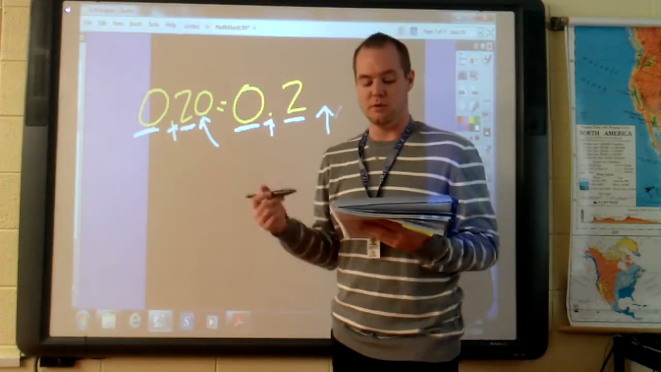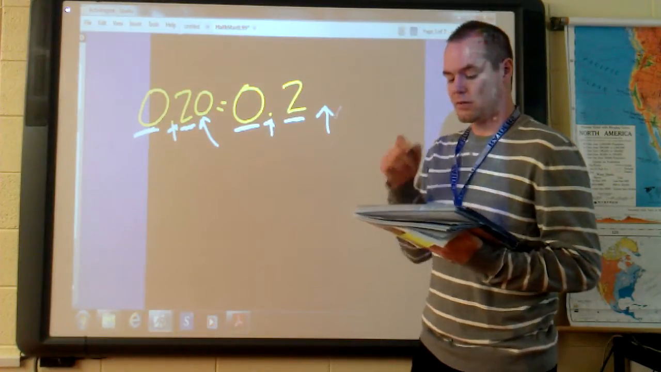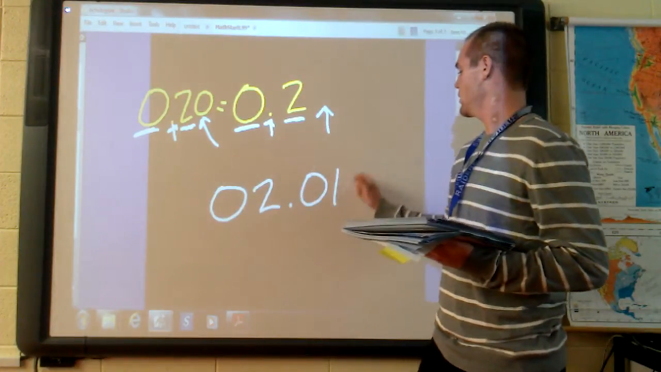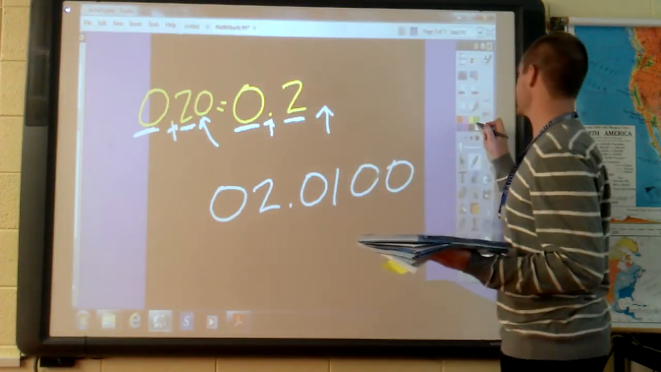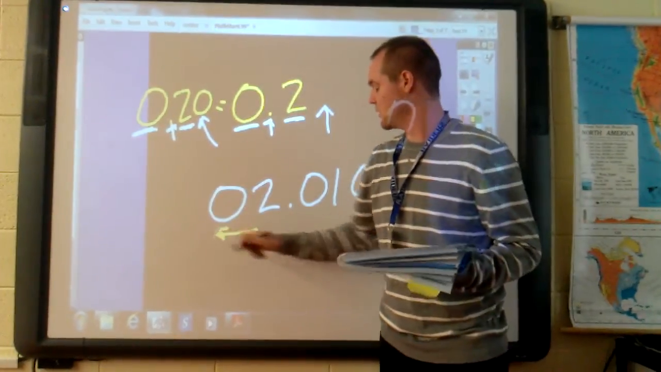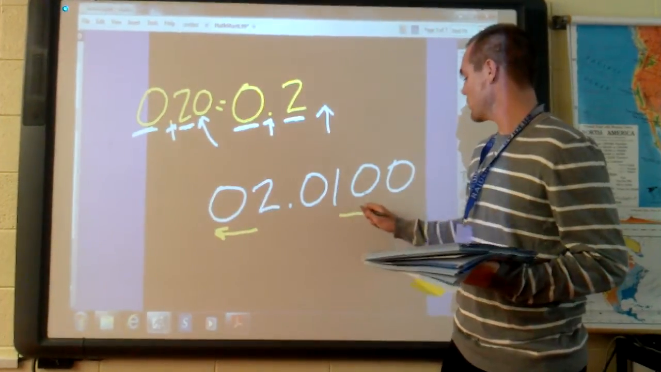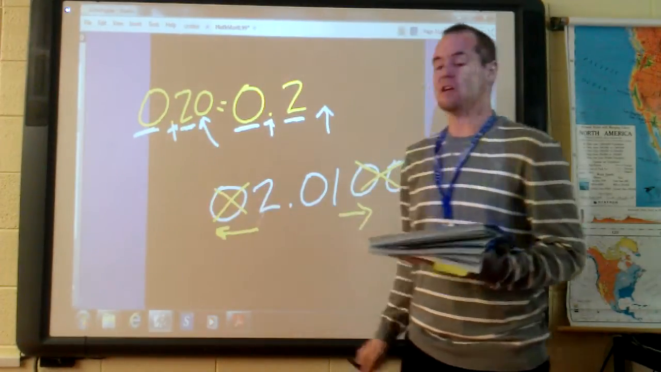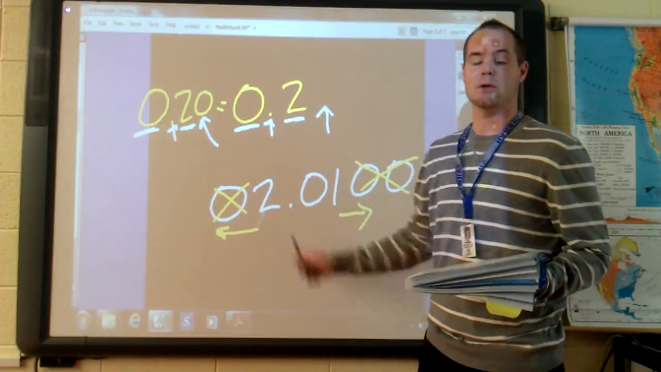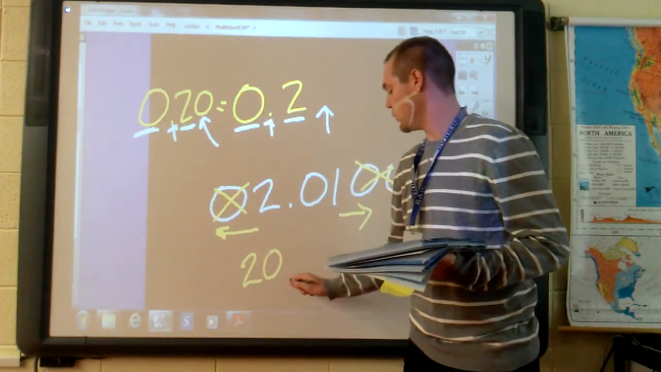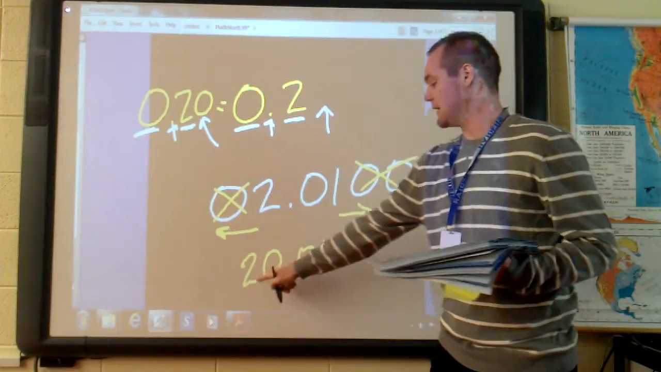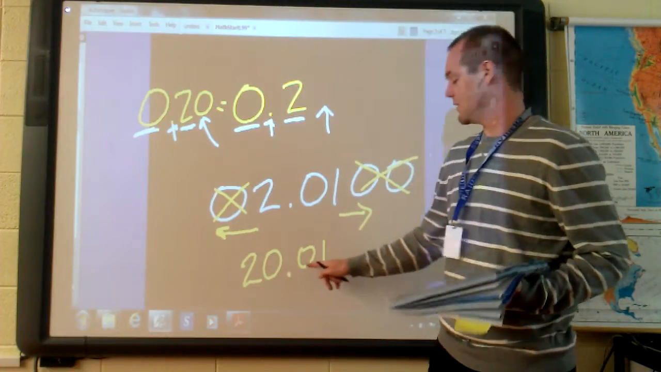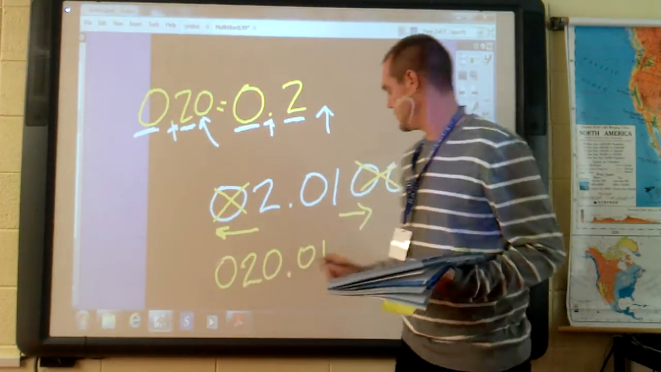It says we can remove zeros from the front of whole numbers or in the back of decimal numbers. Okay? If zeros are to the left of the last whole number or to the right of the last decimal number, you do not need them. If they fall in between those two numbers, or in between a whole number and a decimal, okay? This is the number 20 and 1/100th. These two need to be here. These do not.